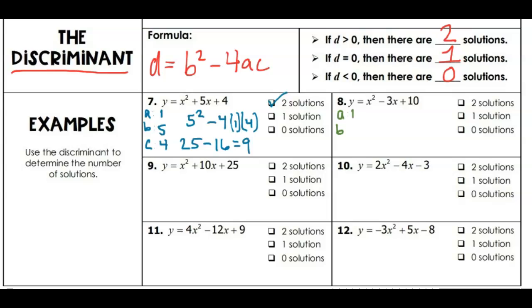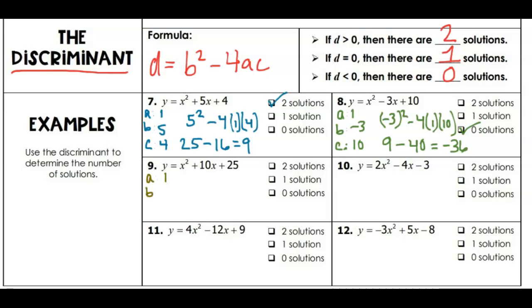And if we look at number 8, again, we can identify a, b, and c. We use the formula b squared minus 4ac, and we'll see that this will end up giving us a negative 30. That should be negative 31 actually, but it doesn't matter what the value is. It's still a negative number, so there are no real solutions.